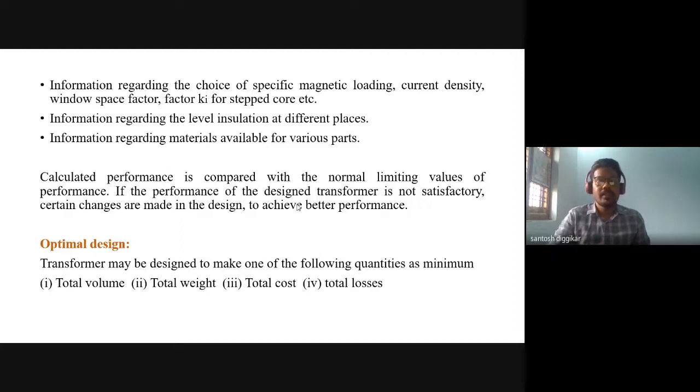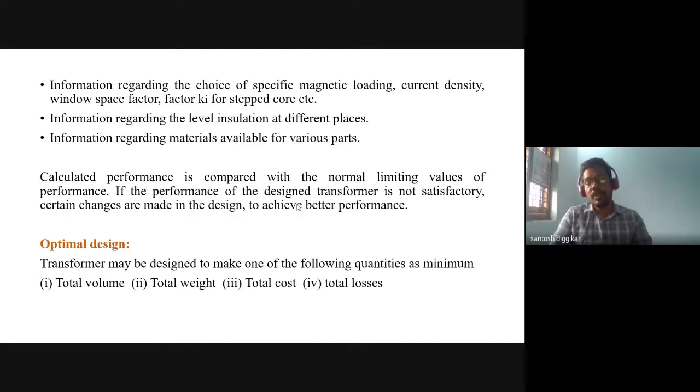While designing the transformer, I will tell you what this factor KI is. Then information regarding the level of insulation at different places. We are talking about transformer design, which means there are windings and magnetic circuits, and we require insulation between the parts. The level of insulation depends upon the level of temperature, that is, what temperature level the transformer is withstanding. Based on that, we need to choose the type of insulations.